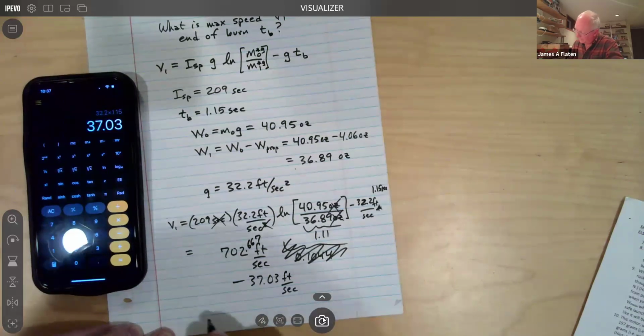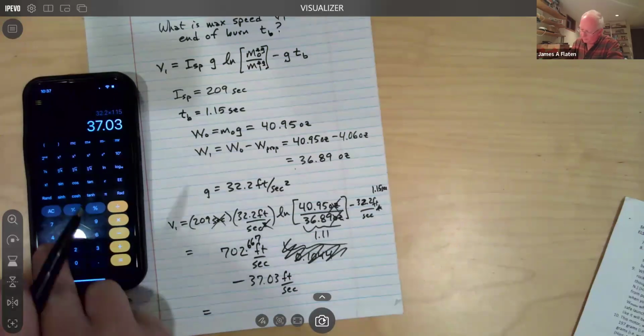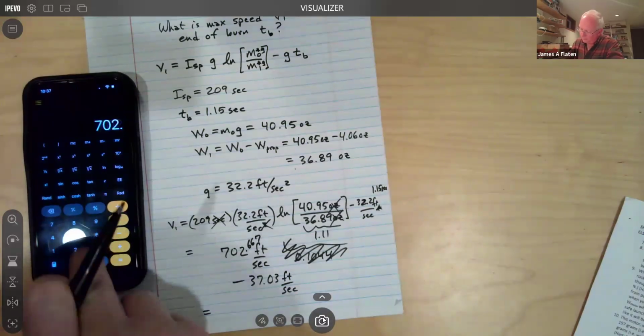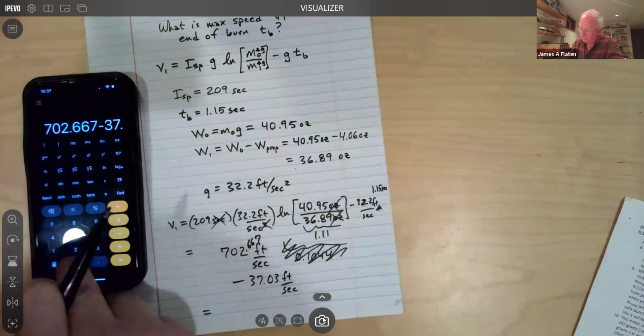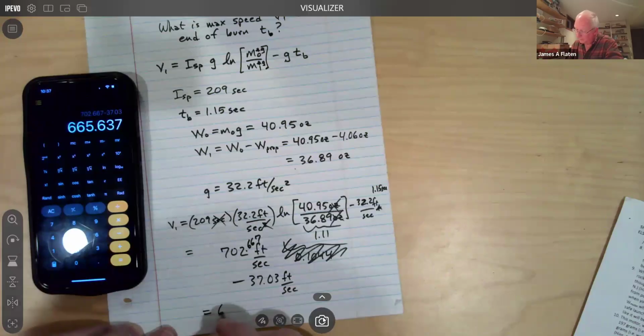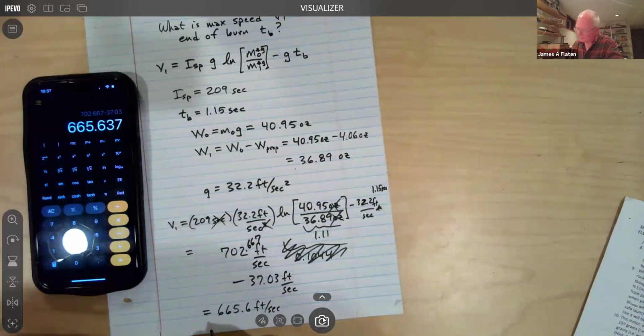Okay, so I've got those two written down. Let me just go back to the first one. 702.667 minus 37.03 is 665.6 feet per second. And I think the question asks, what is that in miles per hour?